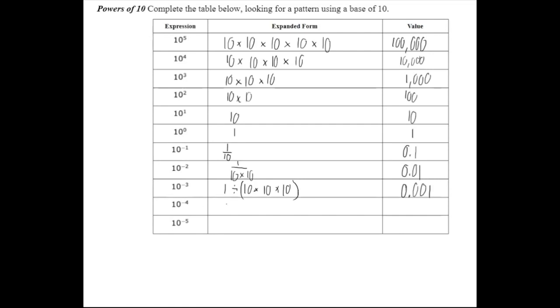10 to the minus 4, we'll have 4 tens and 4 zeros in the value. And 10 to the minus 5, finally, 5 tens and 5 zeros.